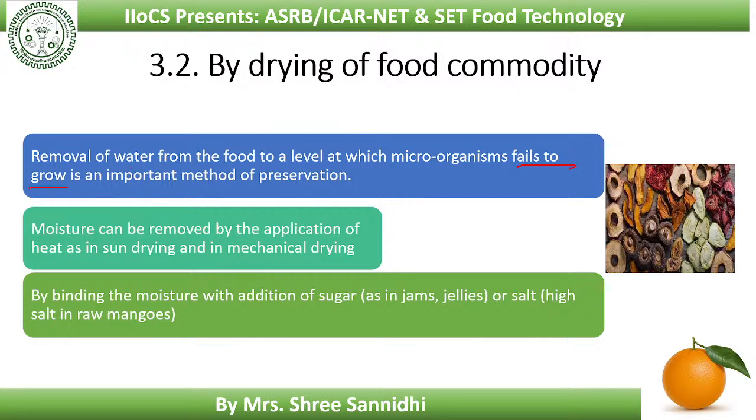Moisture can be removed by the application of heat, as in sun drying and in mechanical drying. So this is the first type of drying. Okay, sun drying and mechanical drying.